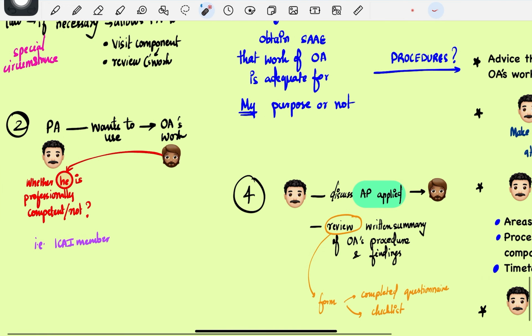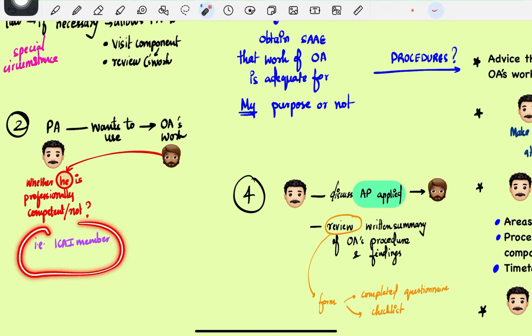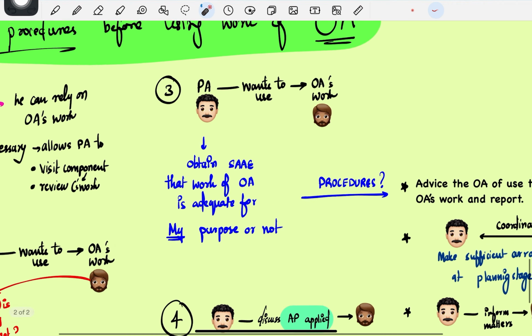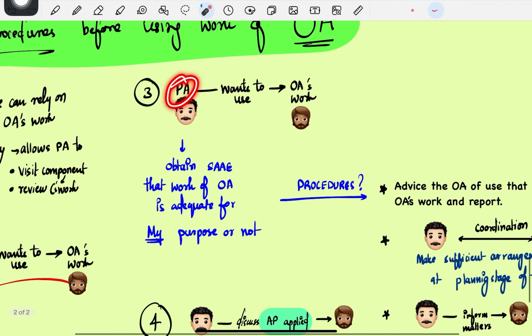Second procedure. The Principal Auditor wants to use the Other Auditor's work. Before using the work, the Principal Auditor will determine whether the Other Auditor is professionally competent or not, that is, whether he is an ICAI member or not. Third procedure. If the Principal Auditor wants to use Other Auditor's work, then he shall obtain sufficient and appropriate audit evidence that the work of the Other Auditor is adequate for his purpose. I am the Principal Auditor, I want to use this work, so before using it, I'll obtain sufficient and appropriate audit evidence that it is adequate for my purpose or not.